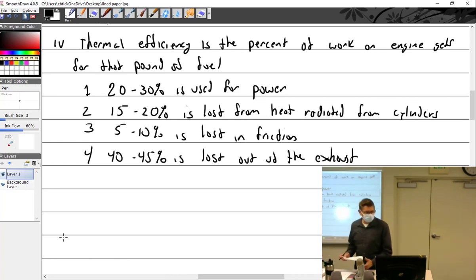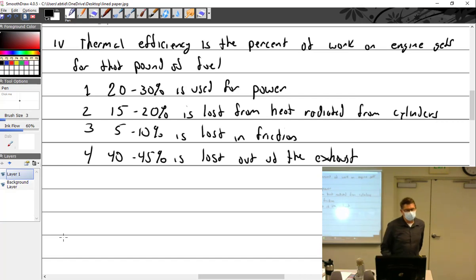So bottom line is, heat engines, piston engines, recip engines are about how efficient? 20 to 30%. That's pretty crappy. What are you going to do about it? Make it better. Turbo. We fix them. We can't really do much about it. So it's just kind of job security.